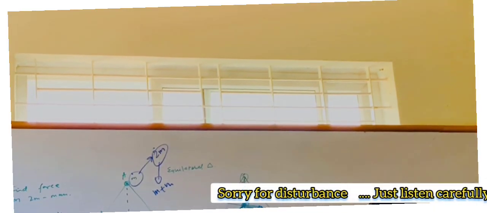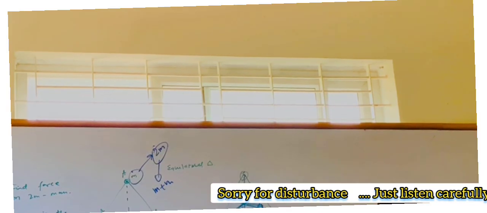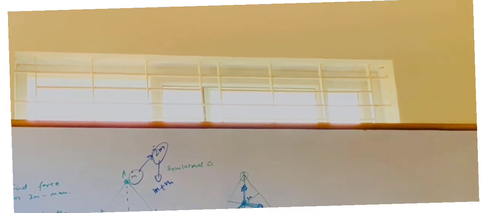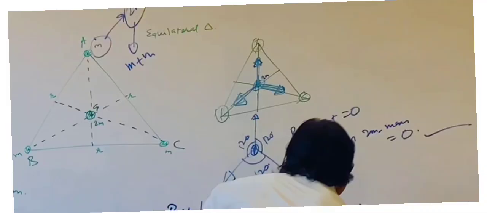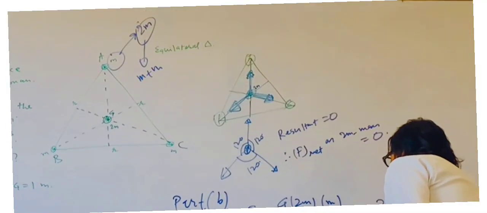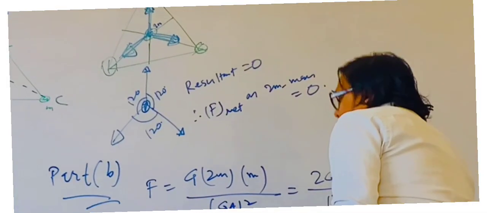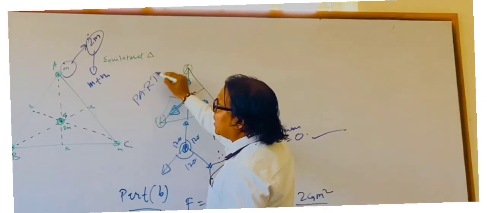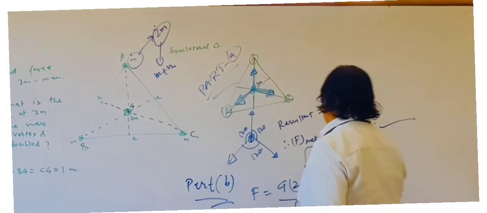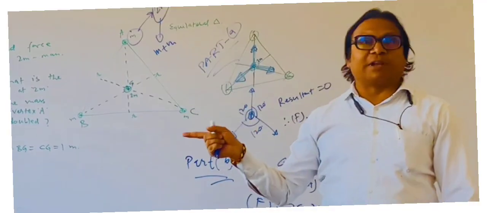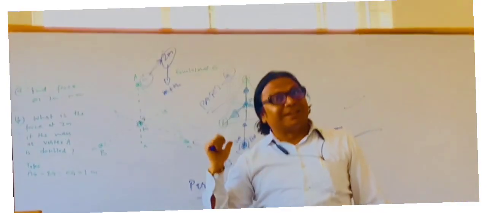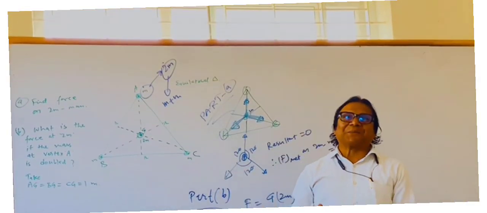So you write here 2Gm squared by 1 squared. Simply, this force is 2Gm squared, and it is along GA. Are you getting my point? So this is the part A answer and this is the part B answer. It is the simplest, shortest, easiest method. Otherwise, if you go to any books, it has been solved in a very lengthy method. Okay, thank you.